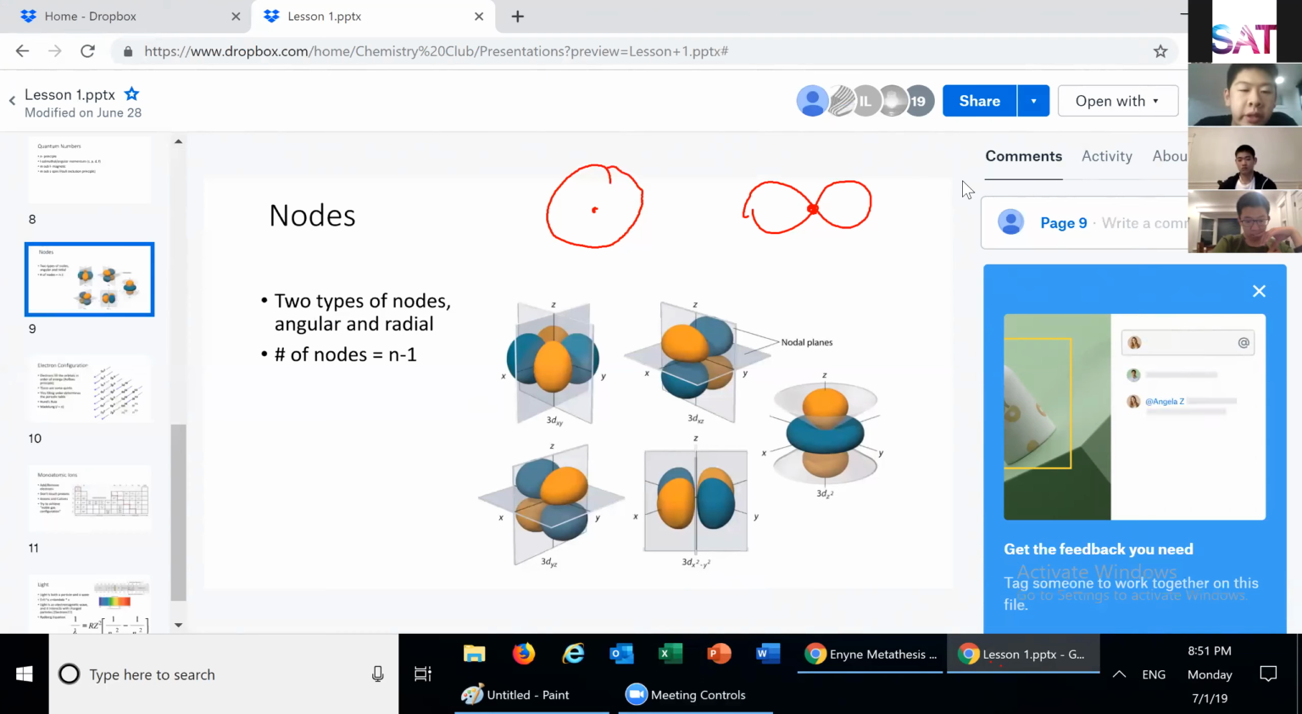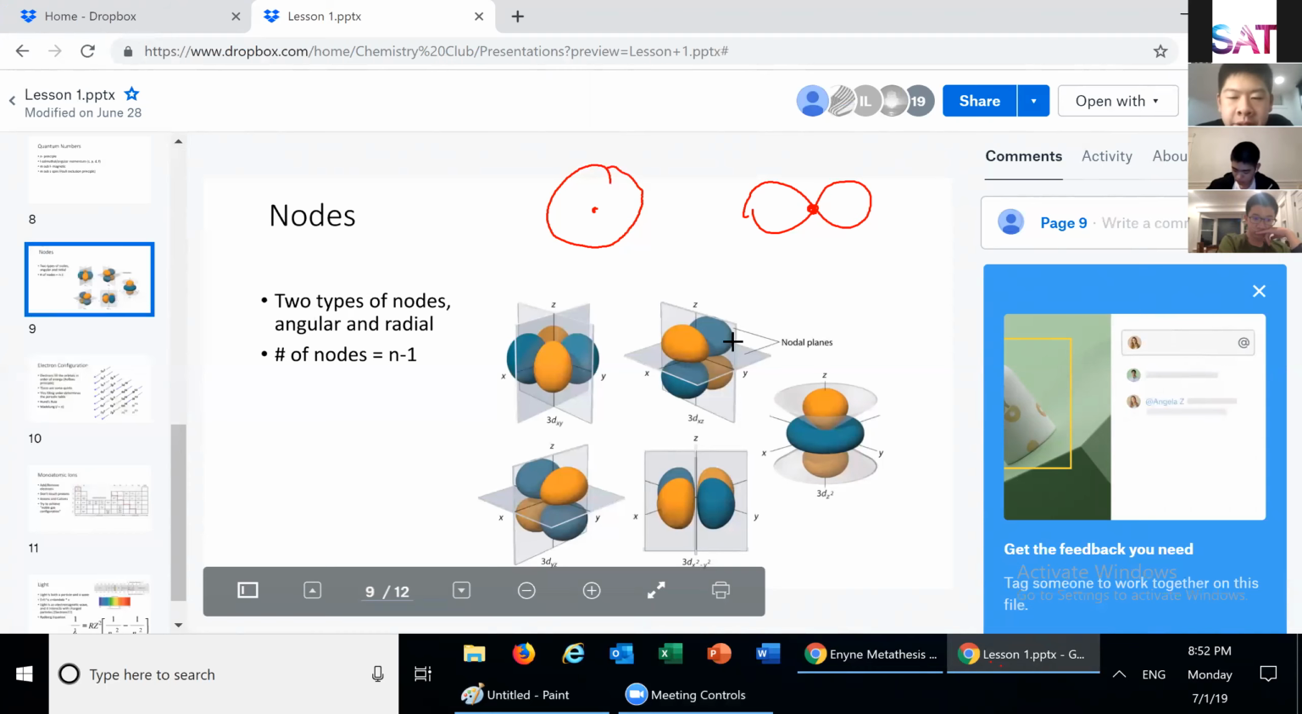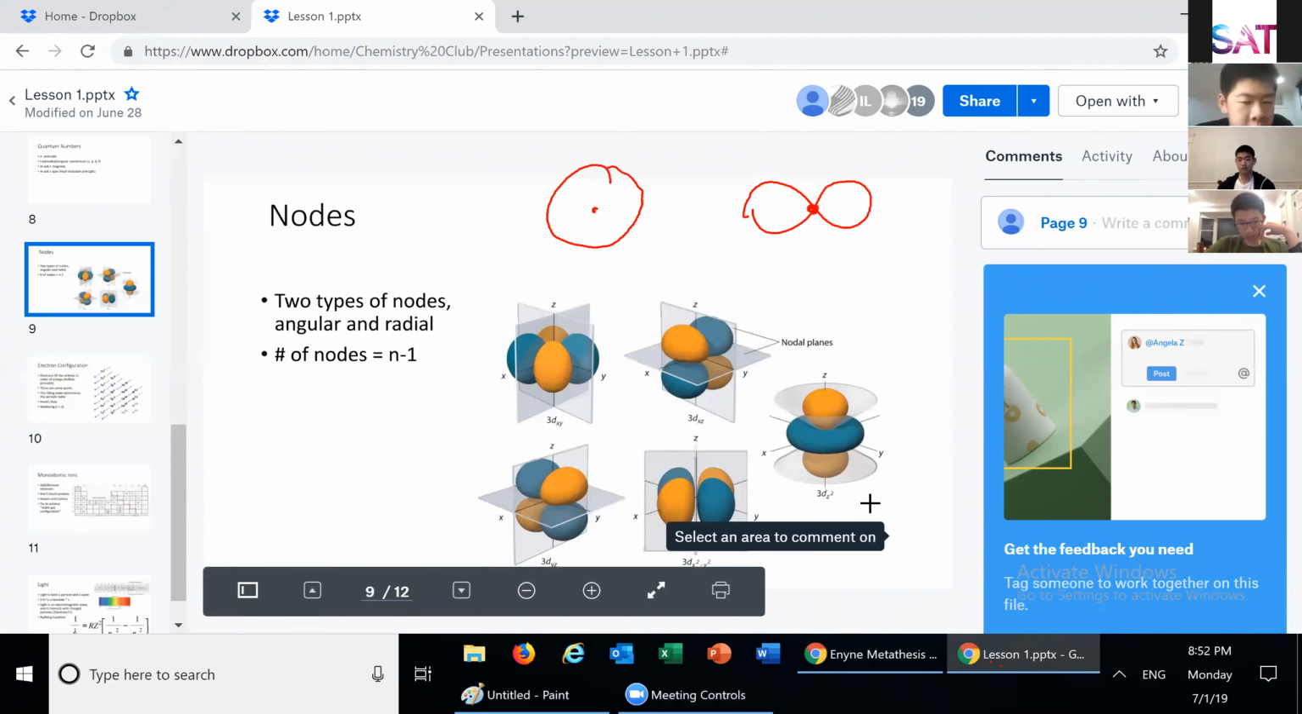The total number of nodes, so the number of angular nodes plus the number of radial nodes, equals n minus 1, where n is the principal quantum number. By the way, these are the 5 d orbitals. They have funny shapes, and the f orbitals have even funnier shapes.